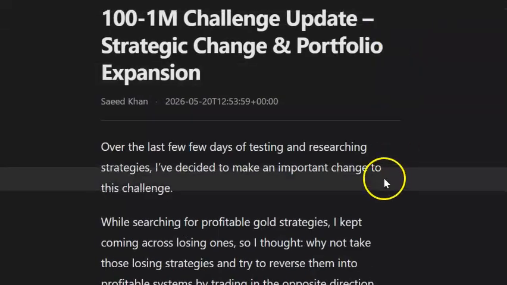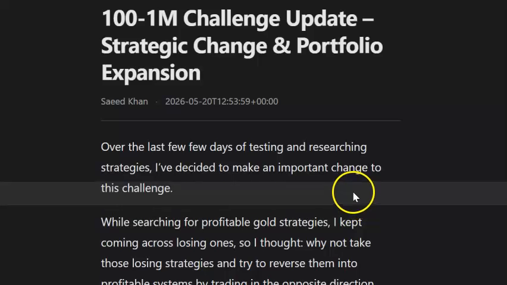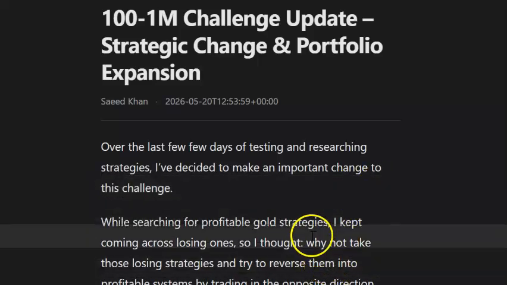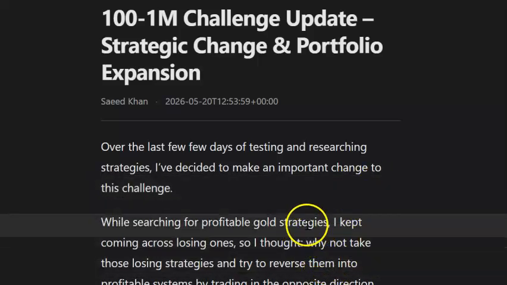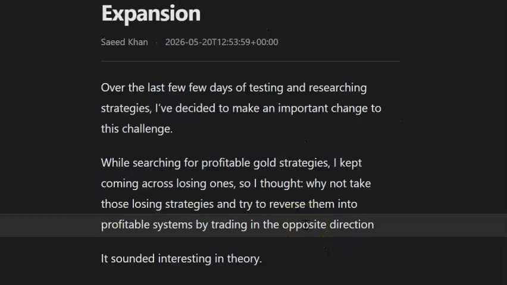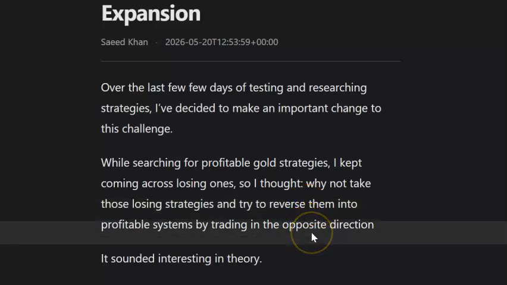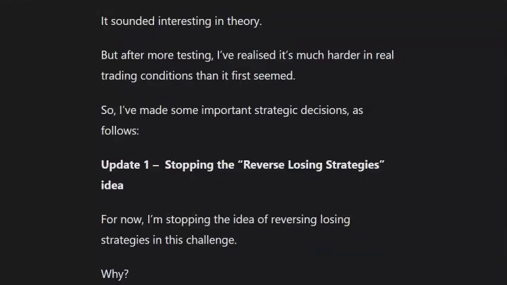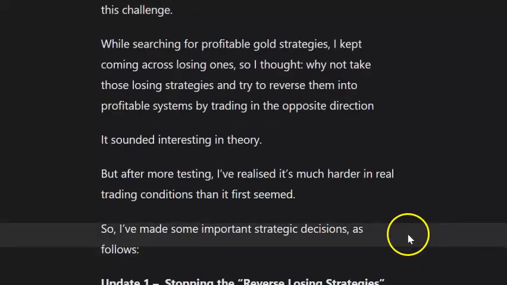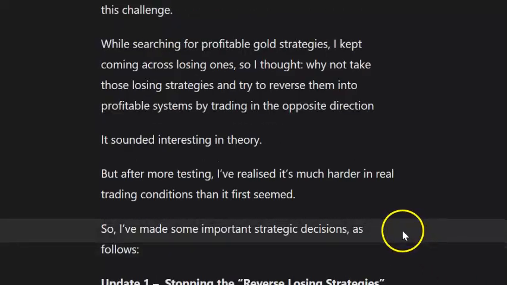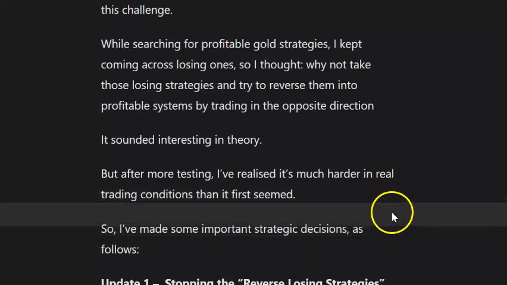So yes, the last few days I've been testing and researching some strategies. I've been looking for gold strategies, basically free gold strategies, and it's hard to find them. I kept coming across the losing ones. So after trying to find profitable gold strategies, I thought, why not try and reverse them and see if I can make them profitable?